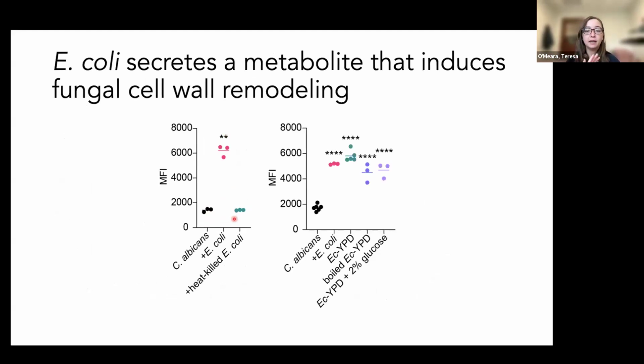And then if we take conditioned media, so if we grow E. coli in YPD, we'll say it's ECYPD, filter out that bacteria and then add it to the fungus, what we can see is that filtered conditioned media is able to induce remodeling. It's still able to induce the remodeling after that filtered supernatant has been boiled, so we think it's probably not a peptide component. And we think it's not due to the E. coli having eaten all the sugar, because if we add back up to 2% glucose, that conditioned media is still able to induce a response. So it's not that the E. coli has eaten all the sugar and the fungus is responding to low nutrients.